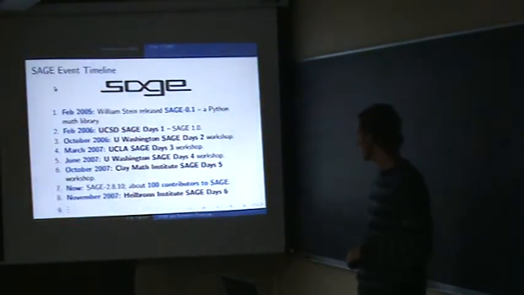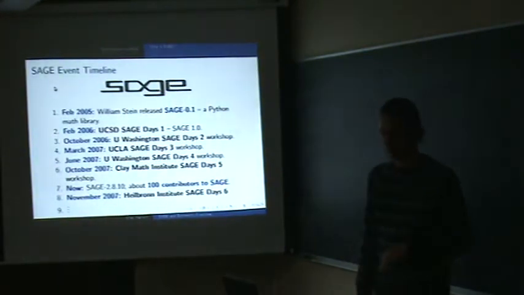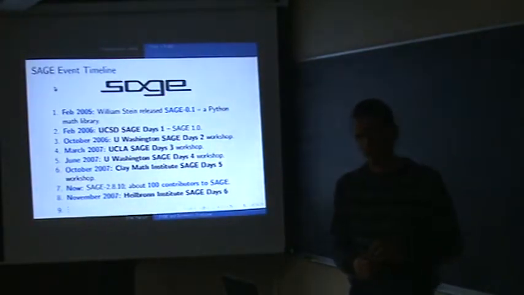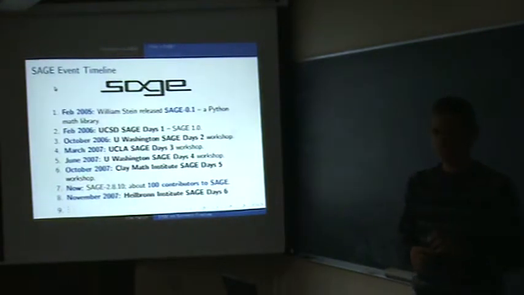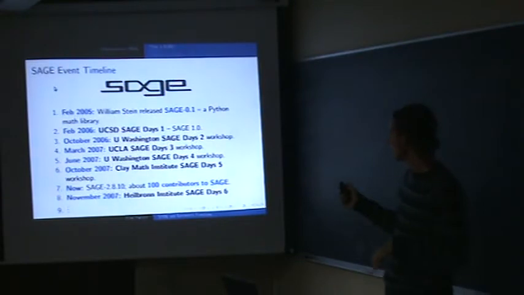So in February 2006, one year later, the first Sage Days was held. Sage Days is a chance for developers to get together, work on Sage, brainstorm new ideas for it, give talks, and just do Sage development. The first one was held at UCSD in February 2006.